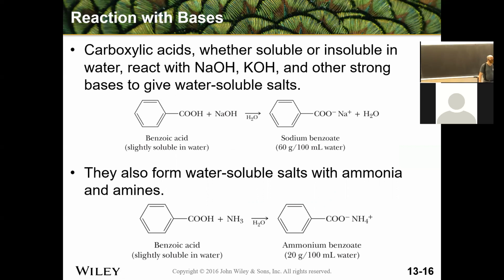Carboxylic acids, some of them are water soluble, some of them are insoluble, but they will react with sodium hydroxide, potassium hydroxide, and other strong bases, and even things like sodium carbonate to give water soluble salts.